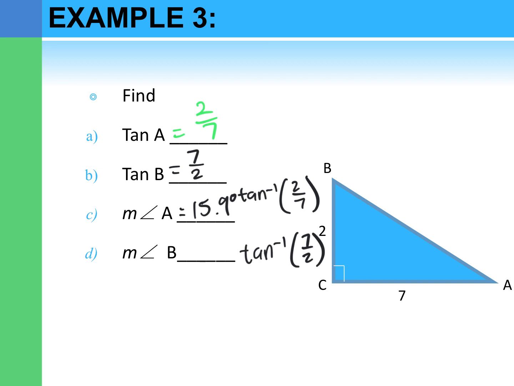Did you get 74.1? Wait, why are you doing 7 over? Oh, did you get 74.1 degrees? You got 40? Did you take the tan inverse of 7 over 2? Oh, make sure that you put them in parentheses. The 7 divided by 2 should be in parentheses. Otherwise, what you're doing is taking the tan inverse of 7 and then dividing it by 2. There you go. You got 74.1? Okay.